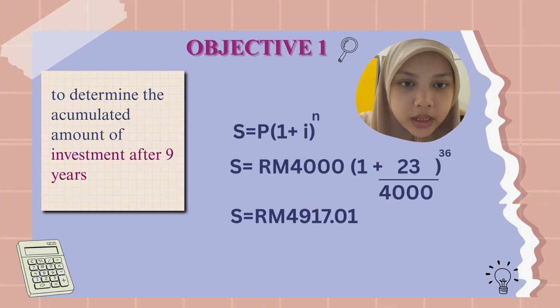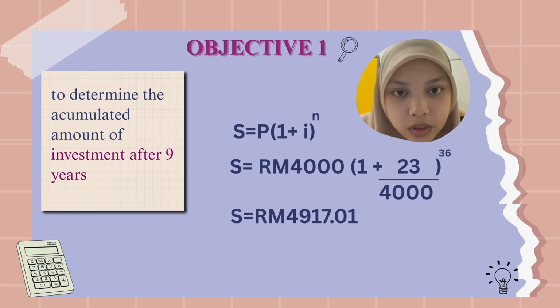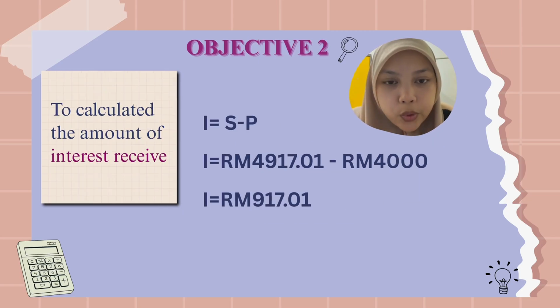Okay, for objective 1, the objective is to determine the accumulated amount of investment after 9 years. So let's do it. First, the formula is S equals P bracket 1 plus i power n. Then S equals RM40,000 bracket 1 plus 23 divided by 40,000 power 36. And the answer is RM40,917.1 cent.